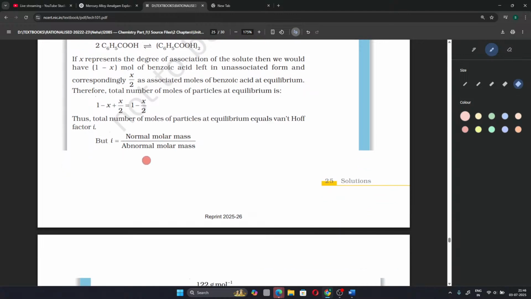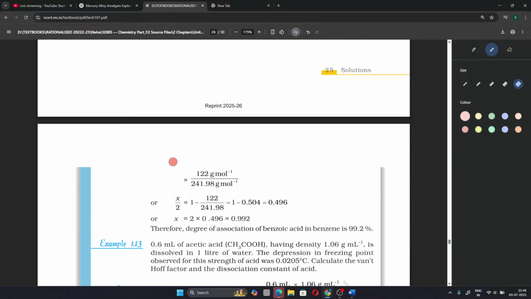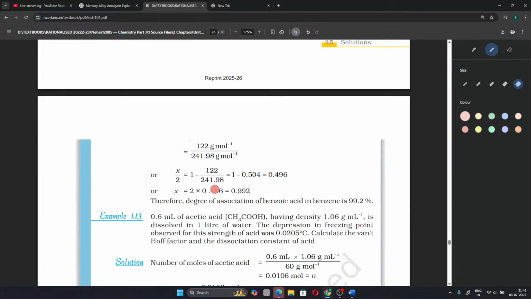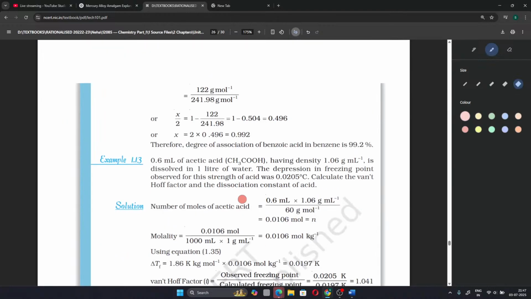Van't Hoff factor i equals normal molar mass by abnormal molar mass, which we calculated: the normal is 122, and abnormal is 241.98. So the Van't Hoff factor should be around 0.5. Therefore, the degree of association of benzoic acid is 99.2%. They asked the association of benzoic acid, yes.